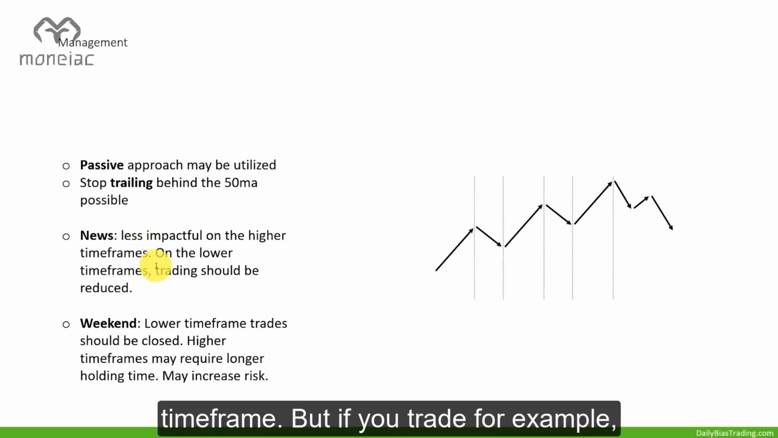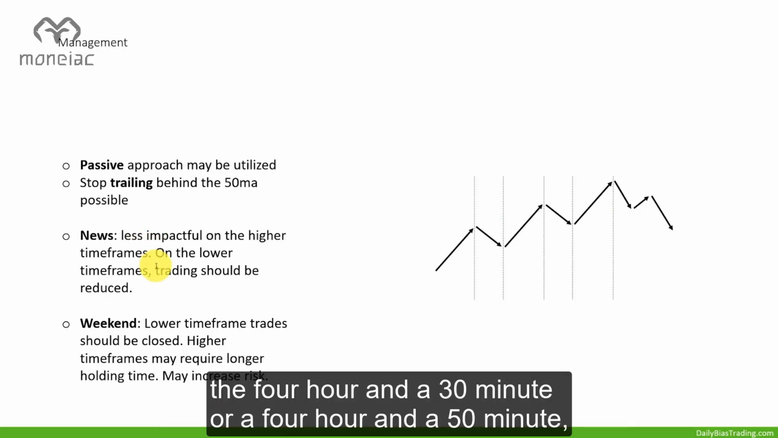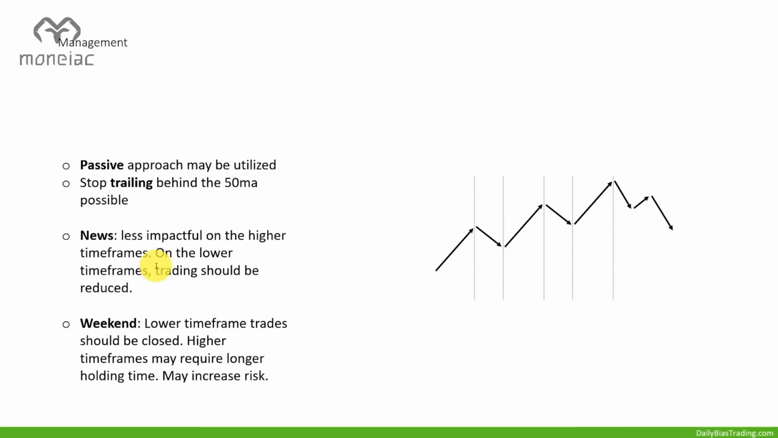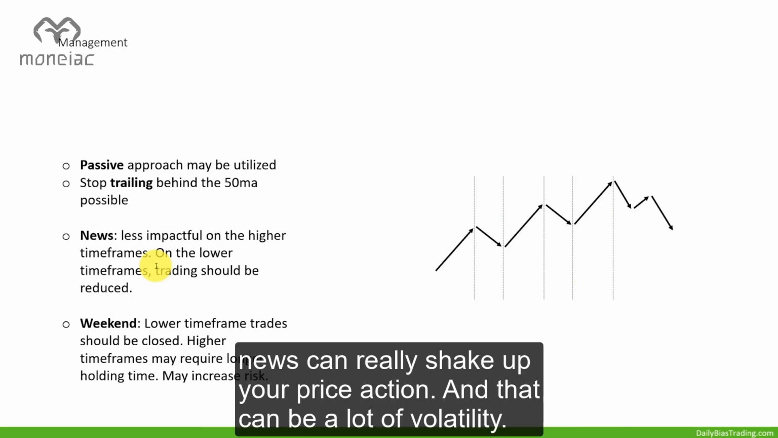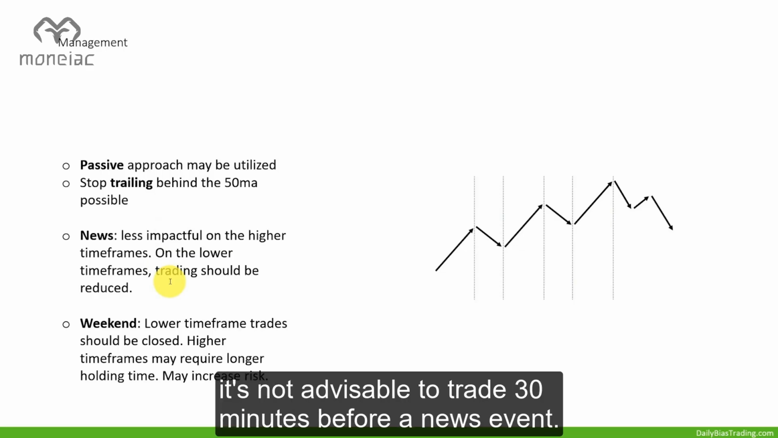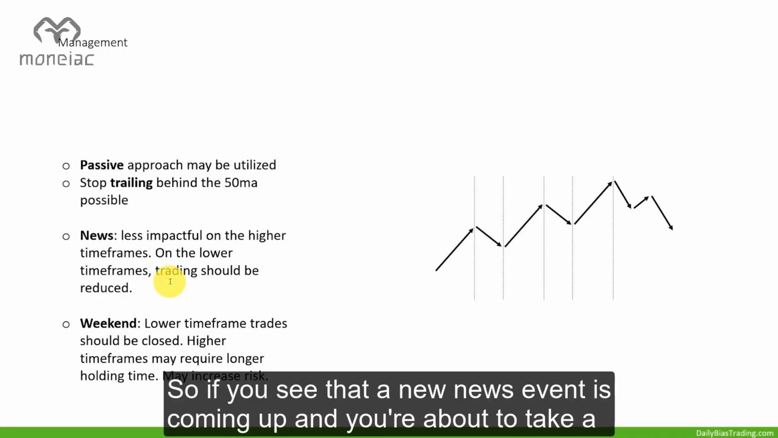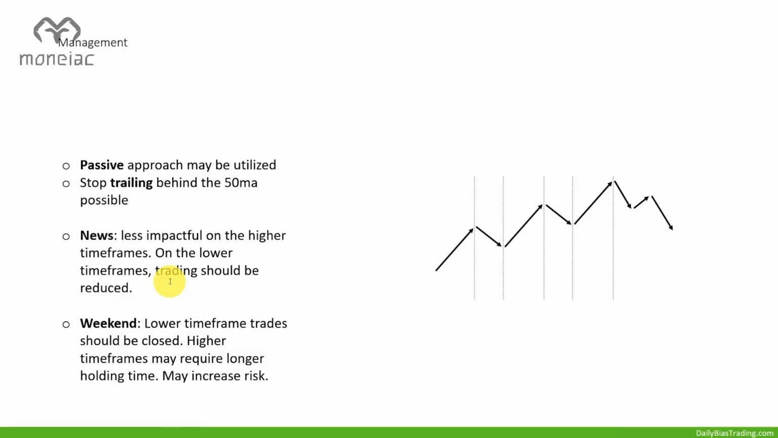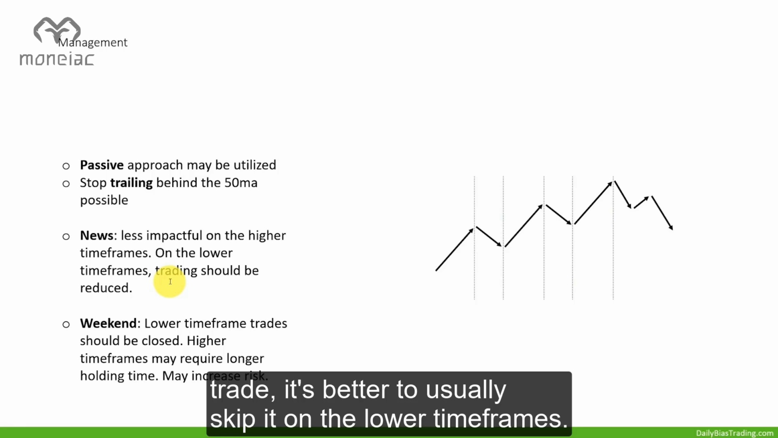But if you trade, for example, the 4-hour and the 30-minute or the 4-hour and the 50-minute, news can really shake up your price action and there can be a lot of volatility. So if you are trading on the lower time frames, it's not advisable to trade 30 minutes before a news event. So if you see that a news event is coming up and you're about to take a trade, it's usually better to skip it on the lower time frames.